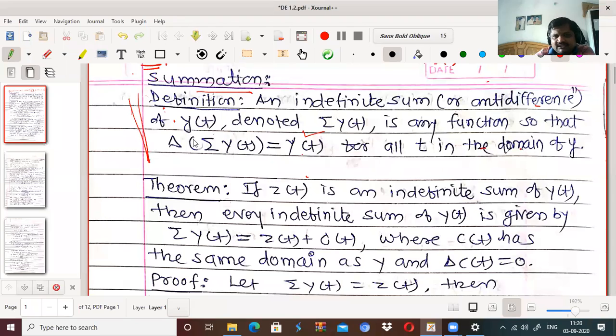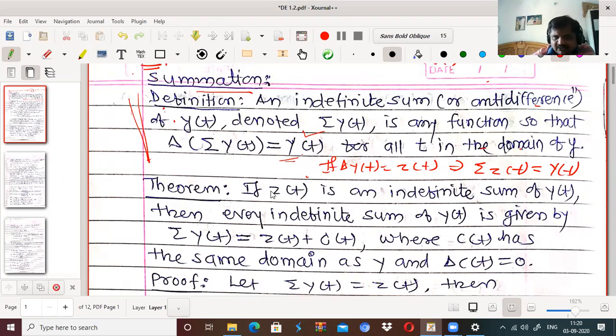So what is summation? Summation of yt is nothing but such a function whose delta must be itself. Or another definition is like this: if delta of yt equal to zt, then summation of zt equal to yt. This is the simple definition of the summation. Okay.